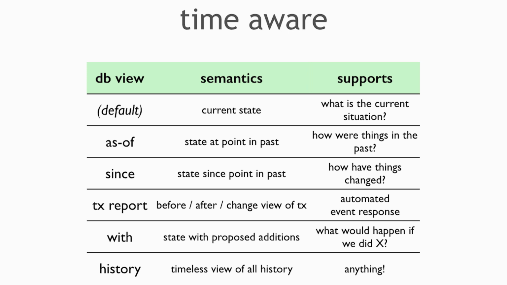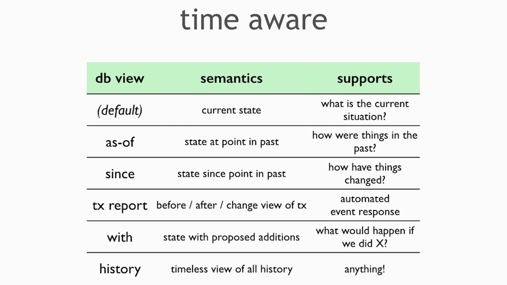Or you can say, give me a value that's since some point in the past. So now you're saying, you know what, I only want to see a sliver of what happened recently. So give me everything that happened in the last 10 hours, but nothing else.